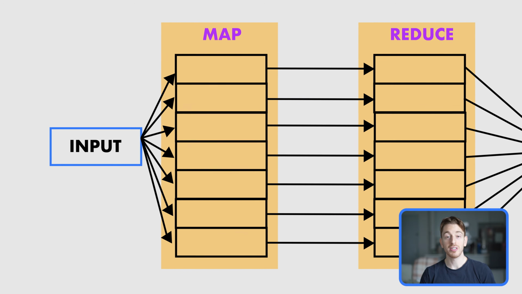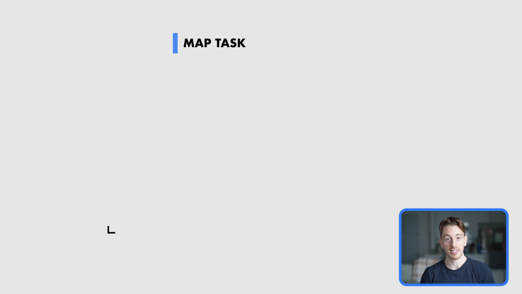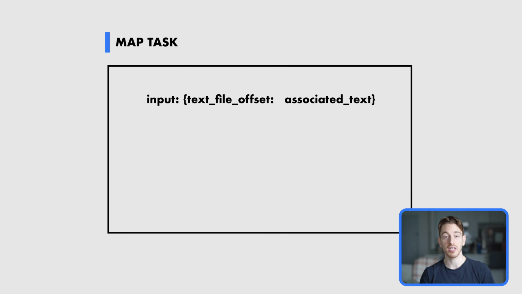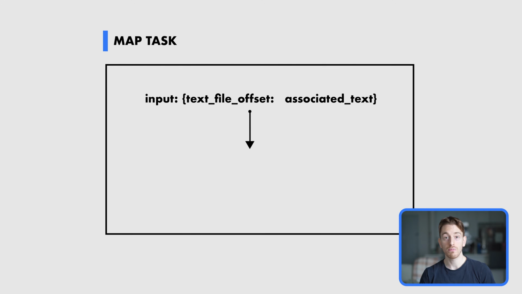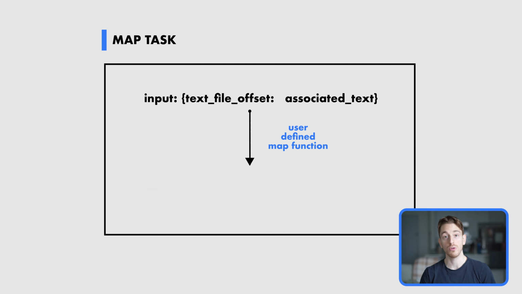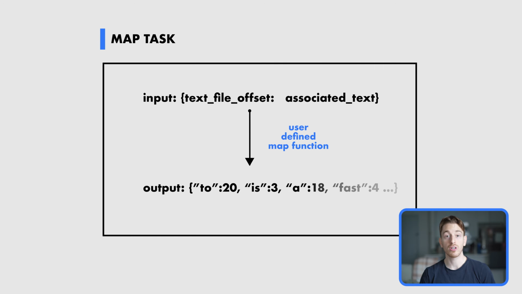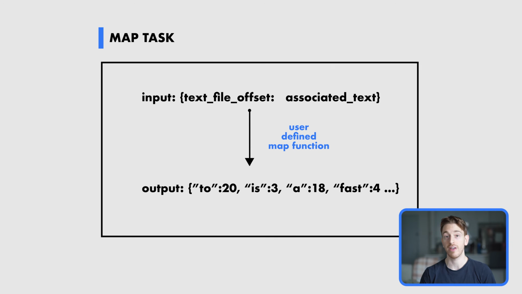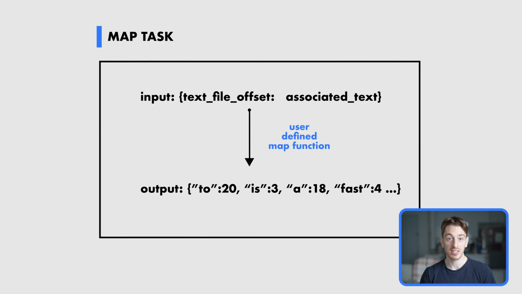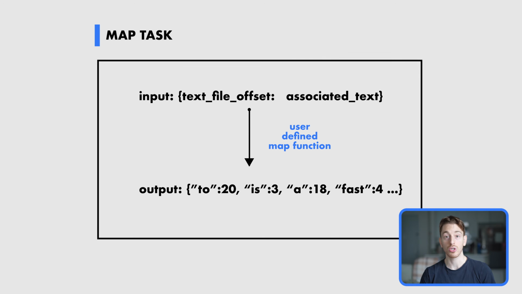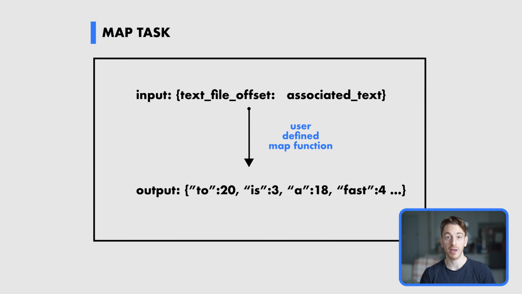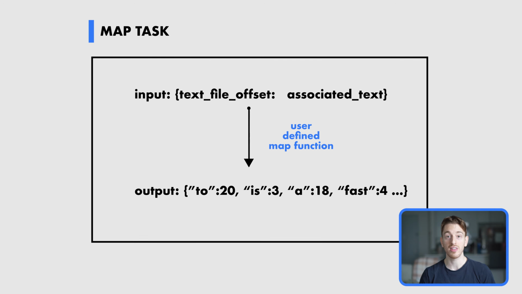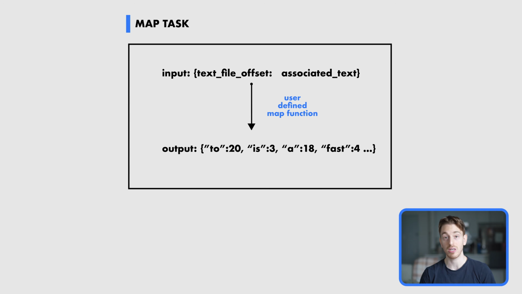The map function takes in a key value pair. For example, the key can be the offset in a large text file, while the value is the contents associated with that offset. The map function processes the value based on the user's specification and returns a set of intermediate key value pairs. For the text file example, we could be counting the occurrence of each word in the text, so we return a set of key value pairs where the key is a word and the value is the occurrence in that piece of text.